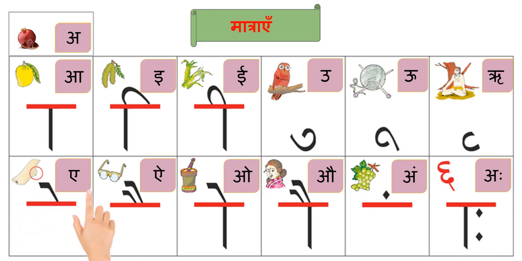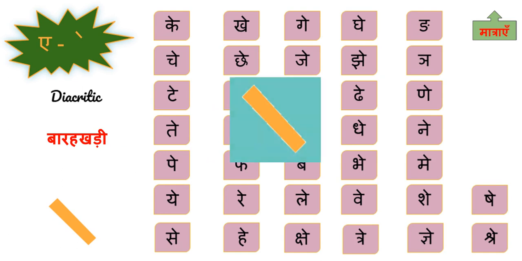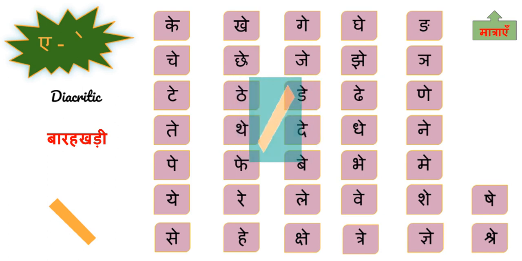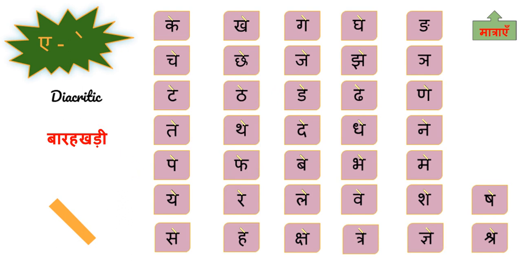AD wala A. Badi E ki matra will look like this. This is a kind of mirror image of English F. And when this matra is added on the consonants, they look like this.